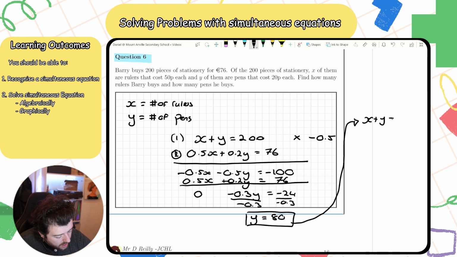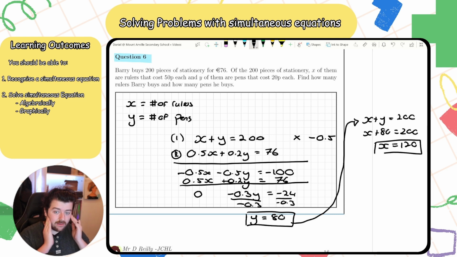X plus y equals 200. X plus 80 equals 200. X is going to equal 120. So he got 120 rulers. Right, so y is equal to 80. X is equal to 120.